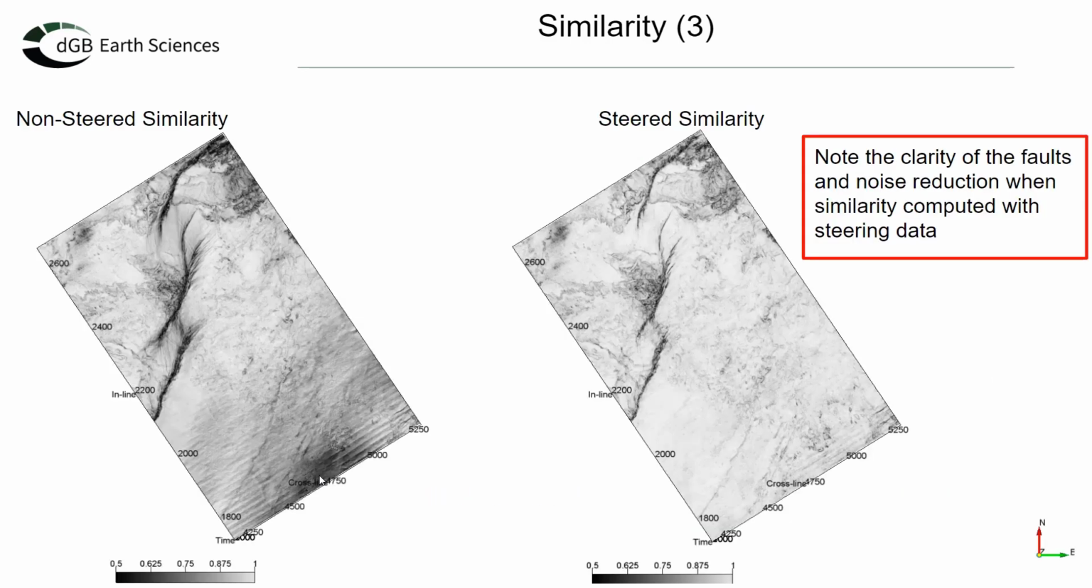And this is also a comparison between the similarity, but on a horizon. You can see the non-steered similarity on the left side and the steered similarity on the right side. You can see the clarity and the amount of noise that was reduced by just using the steering volume as an input, or as a guide, to compute the similarity.